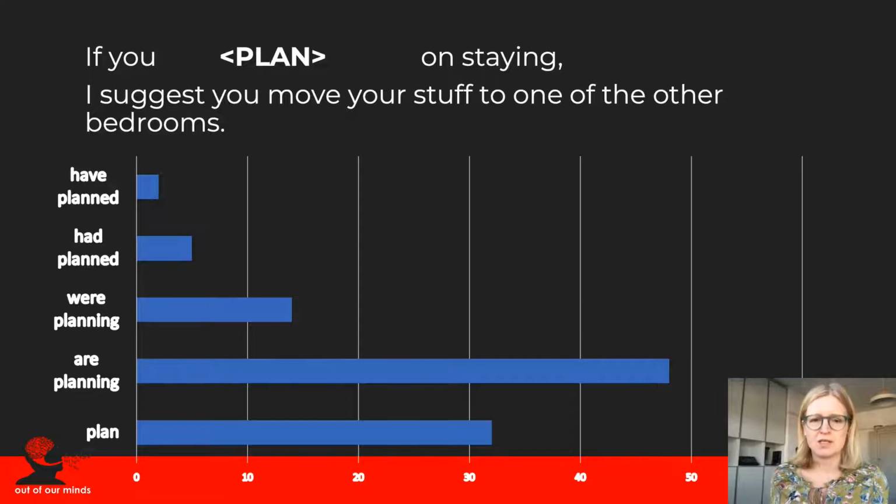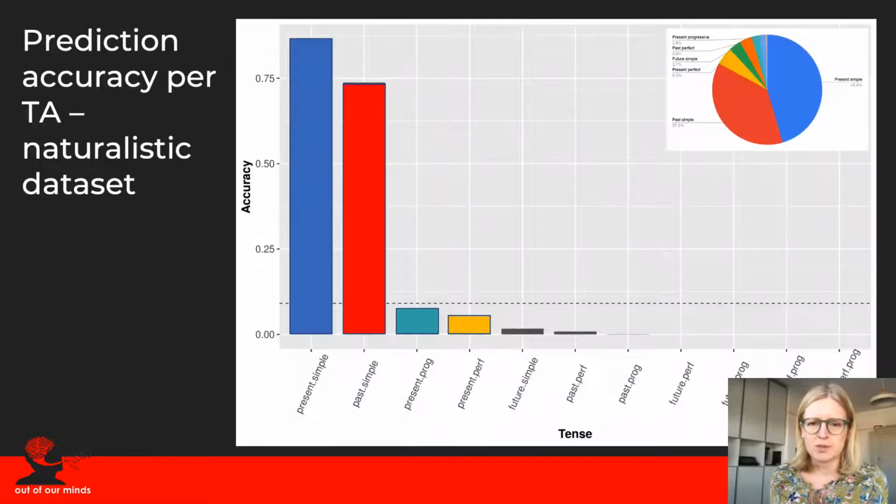So that's just to make a case for allowing or taking into account the three best options that the algorithm proposes. So overall prediction accuracy goes up to 93%, but what remains very striking is that the bulk of the correct predictions are still made for the present simple and the past simple. So the present simple is predicted in 86% of all cases, past simple in 73% of all cases, and it remains very low for the other tense aspect combinations, below 5% in total.